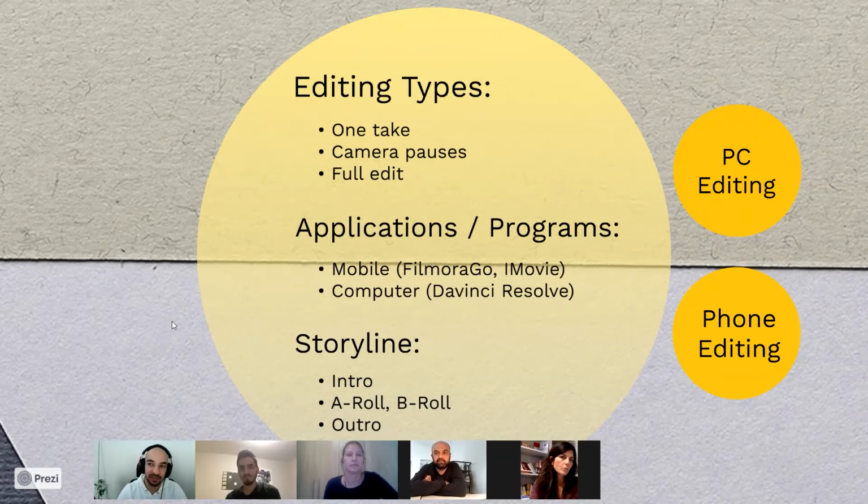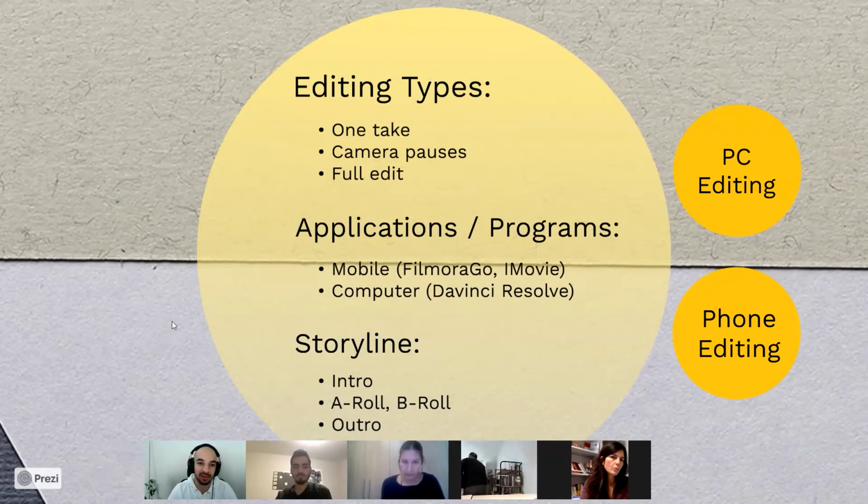How can we edit? One of the ways of editing is using the camera. That way is called one take. If you take a shot that starts and ends perfectly for the content you want to cover, this is called one take video editing, where you just don't need to edit at all because you've already edited it while shooting it. And the same goes for camera pauses. This is also considered a way of editing.